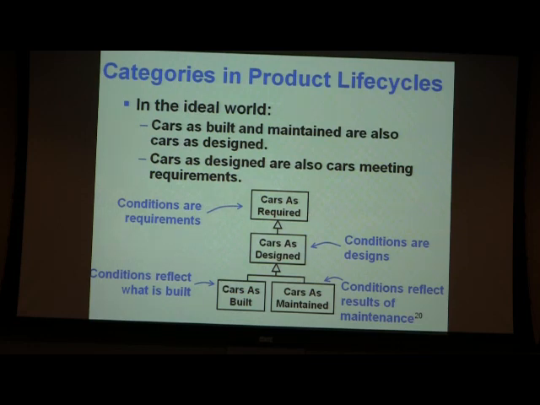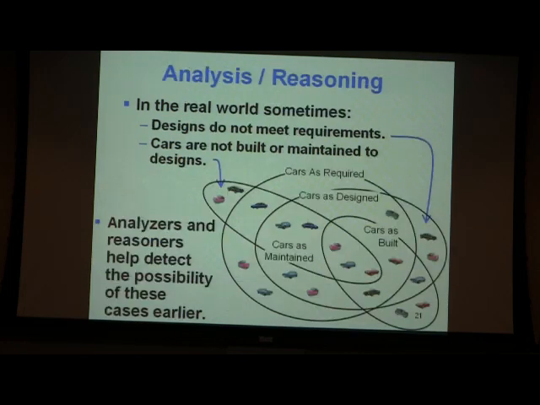That's what we want. You want the cars as they're built and as they're maintained also to follow all the conditions that are specified in their design. This is the ideal world. Of course, the ideal world, that isn't what we live in. That diagram you saw, you would normally expect all these to be nicely nested sets, but they aren't. You get cars where the design conditions actually cause possibility of cars being built that don't meet the requirements, or cars that are not built as they're designed. Or even these other weird cases that might happen where you have a car that's built as required but not as designed.